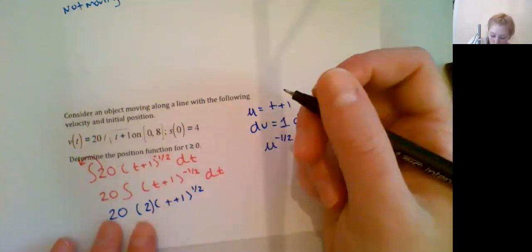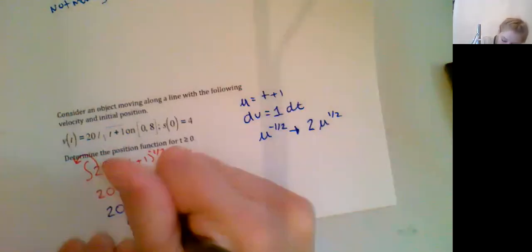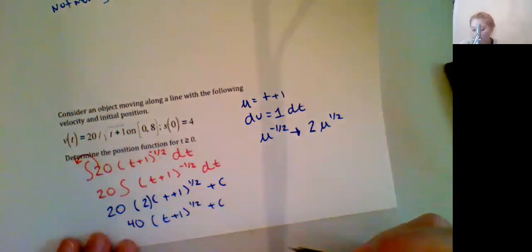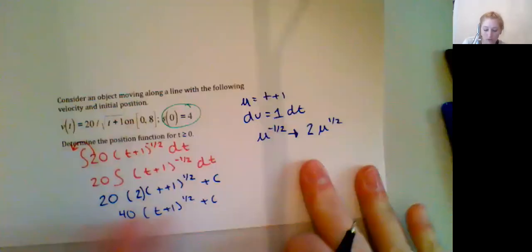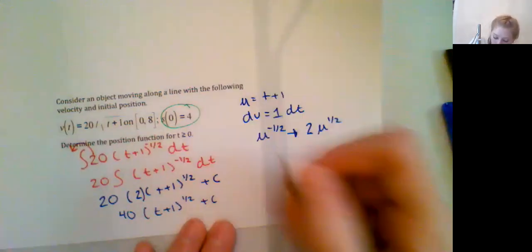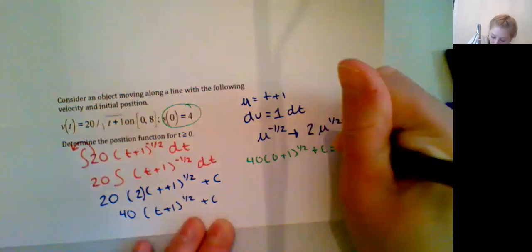Okay, so what I can do now is I can multiply the 2 times the 20, and of course, don't forget your c. So we're going to end up with 40 (t plus 1) to the 1/2 plus c. Okay, so now what can we do? We can solve this for c. And how can we do that? Well, if we look at this initial condition here, that's telling me when I substitute in 0, I get 4. Okay, so let's do that. So 40 times (0 plus 1) to the 1/2 plus c is equal to 4.